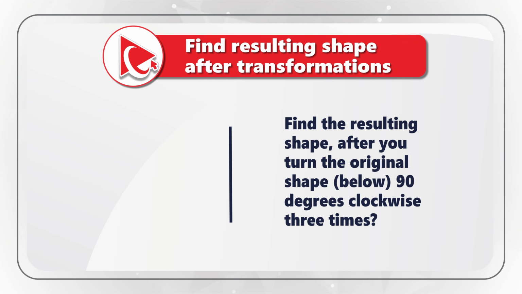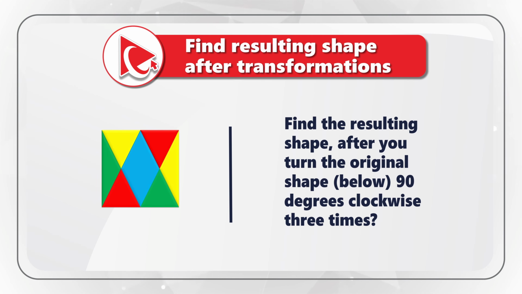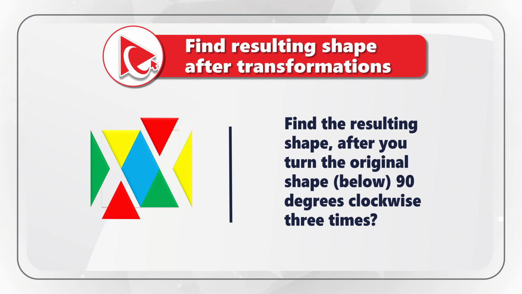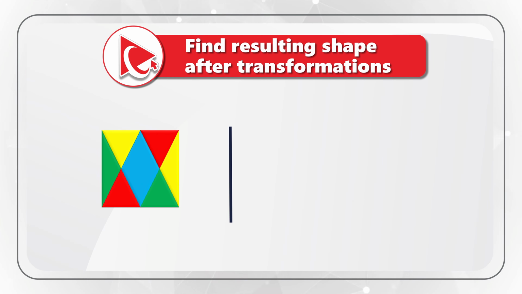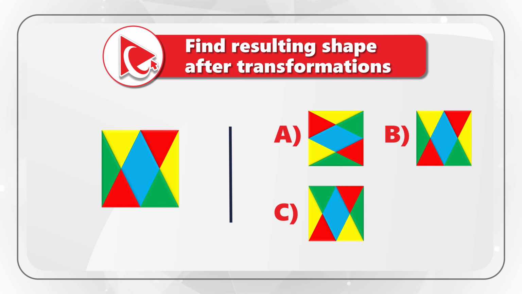You need to find the resulting shape after the transformations. You're presented with the square that consists of different triangles of a different color. And you need to turn the original shape 90 degrees clockwise 3 times. You have 4 different choices to select the shape after the transformations. Choice A, B, C, and D. Take a close look to see if you can calculate the final solution.